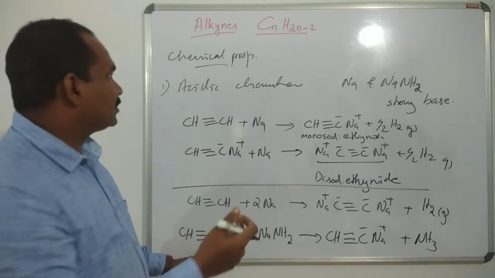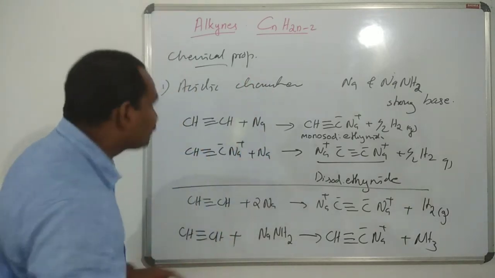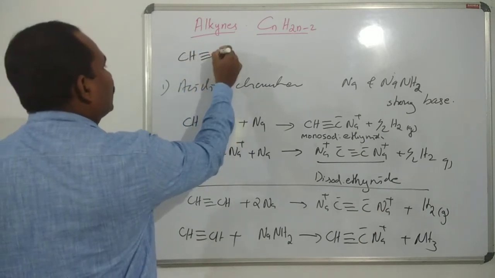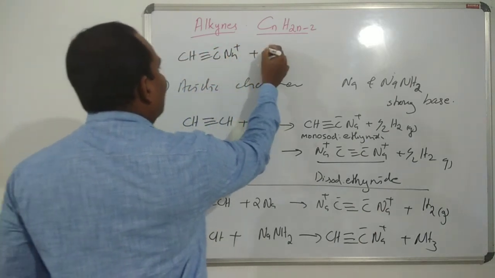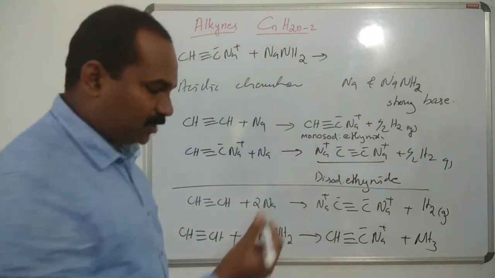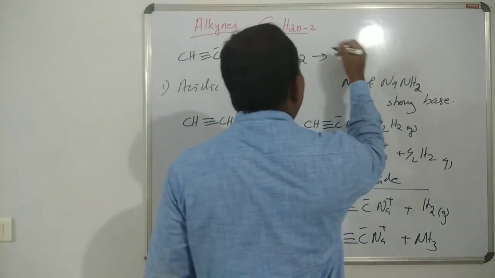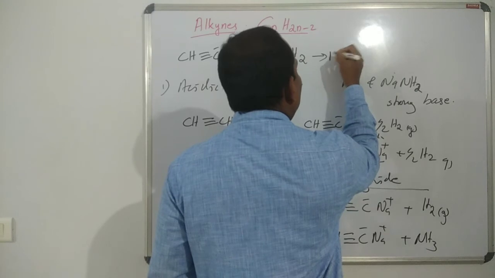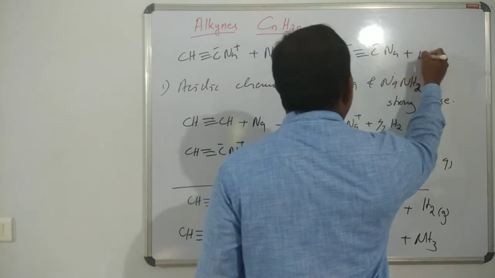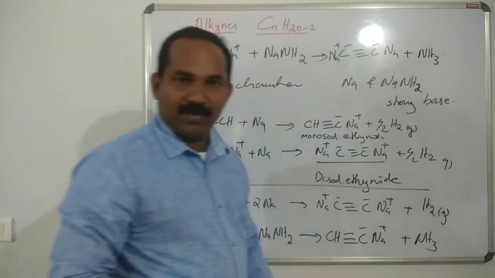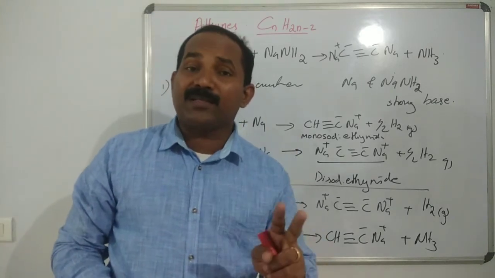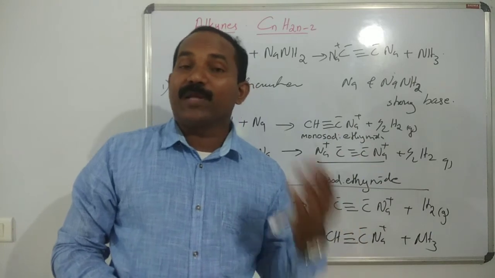And what happens next? In the next step, CH triple bond C minus Na plus reacts with 1 mole of sodium amide also. What do we get? We get Na plus C minus triple bond C minus Na plus, plus NH3. Disodium ethanide. Okay, so ethyne has 2 hydrogens, that's why 2 moles of sodium amide are required.